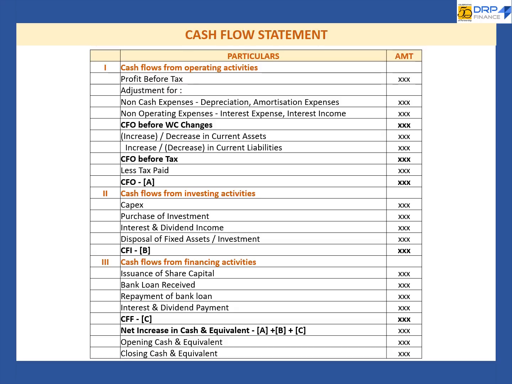Adding all the three components, we get net increase in cash and cash equivalents. Adding opening cash and equivalents, we finally get closing cash and equivalents.